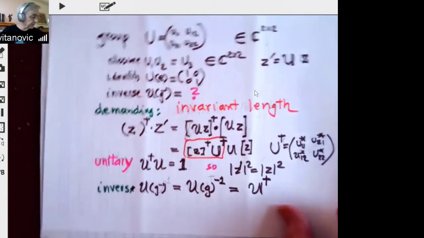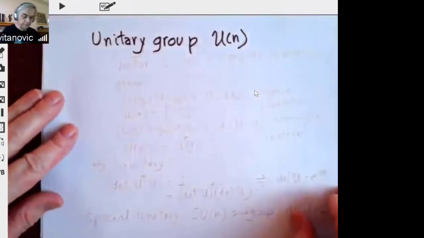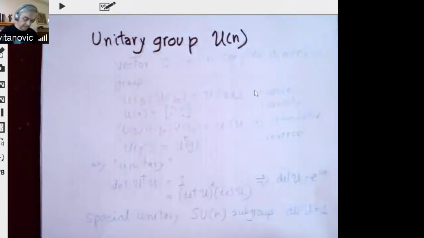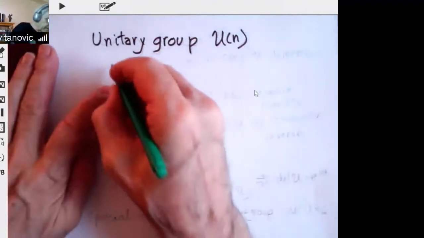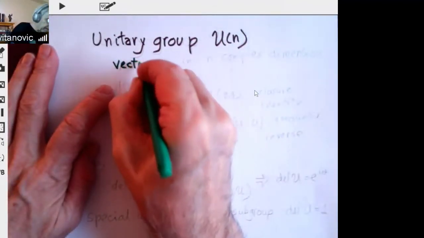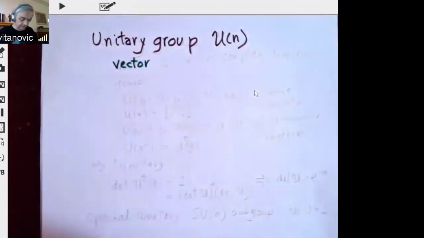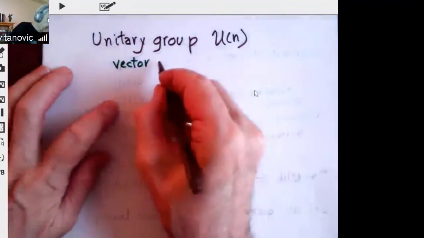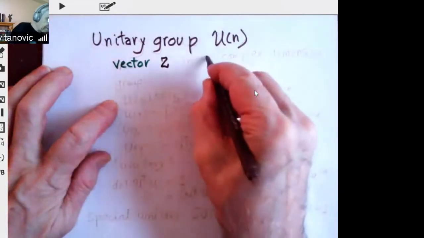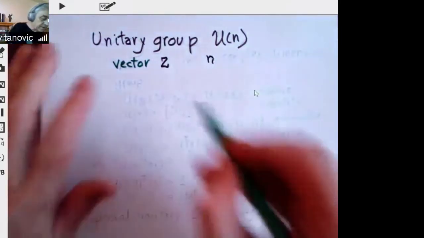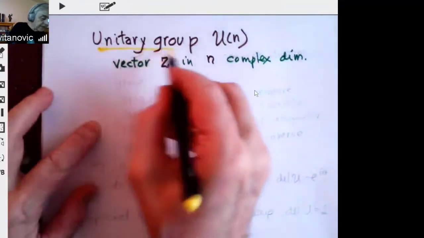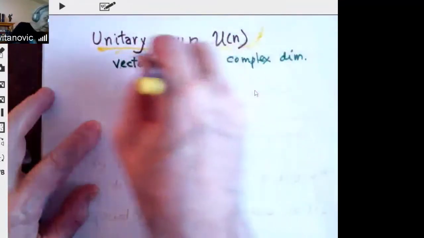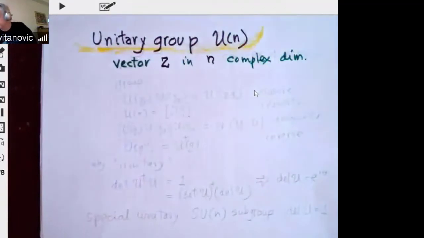So now that you've figured out what the unitary group is in 2 dimensions, you immediately write it in any dimension. That's called the unitary group U(N). And what it has is a notion of a vector or a state or something, Z, and now it's in n complex dimensions. That's the state that the unitary group acts on. It acts on d-dimensional complex space.